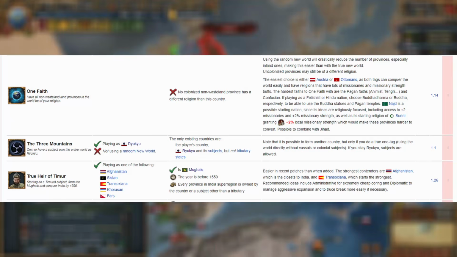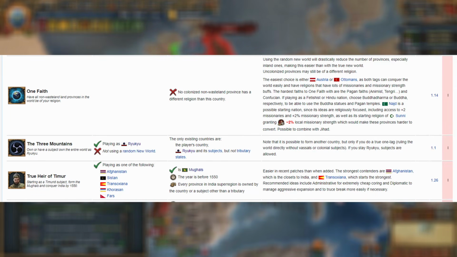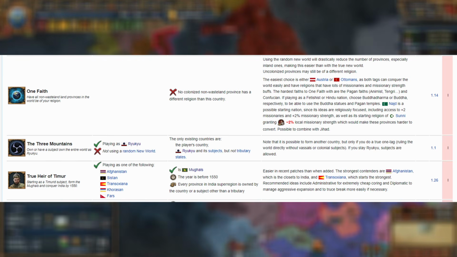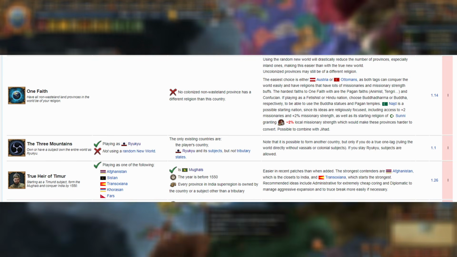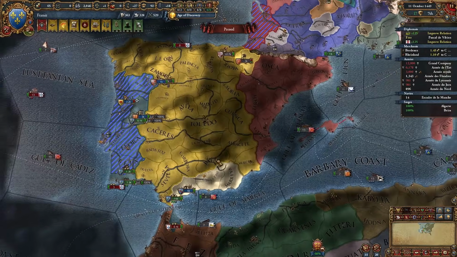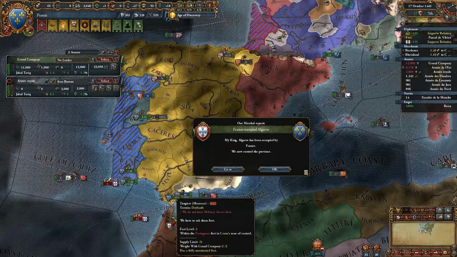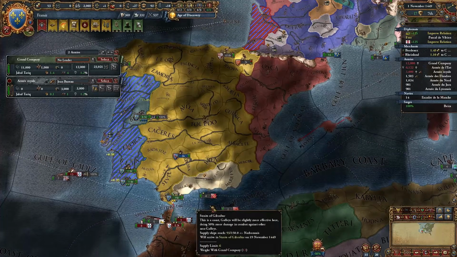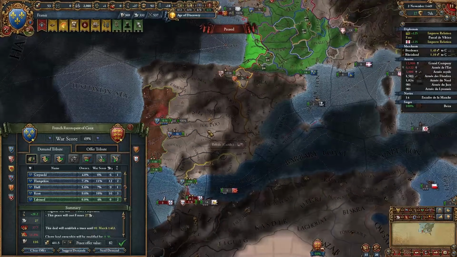Possibly the most famous achievement due to its difficulty in the early years of the game is the Three Mountains, which requires that you play the game as Ryukyu, a tiny island country that controls what is today Japan's Okinawa prefecture, and conquer the world. On top of specific challenges, the game also features a difficulty selection at the start of the campaign, allowing for new challenge to be added by playing on hard or very hard difficulty.